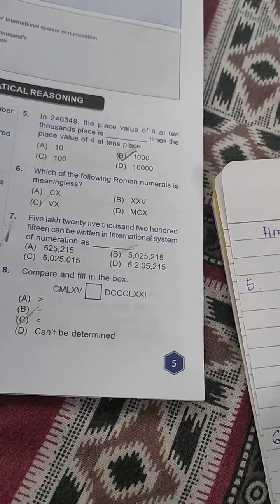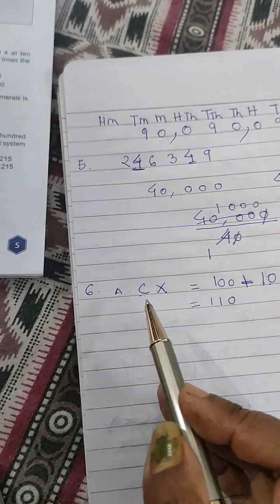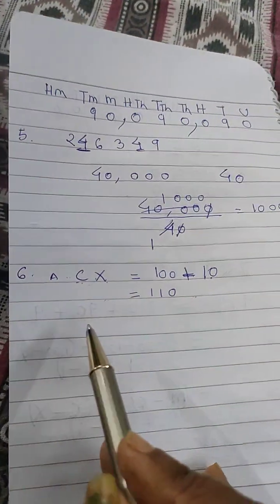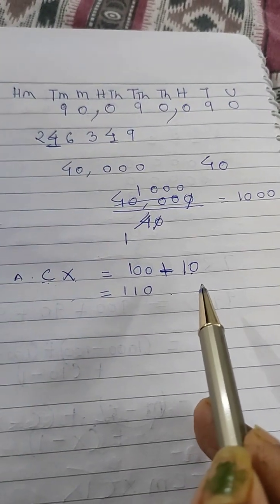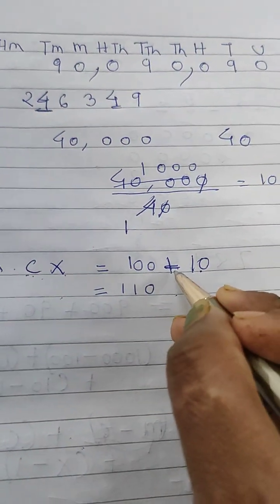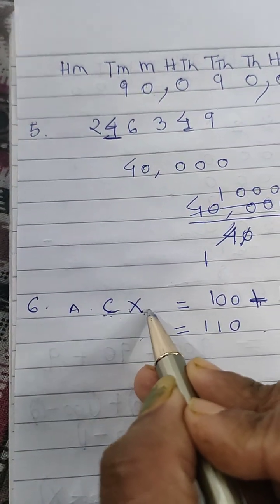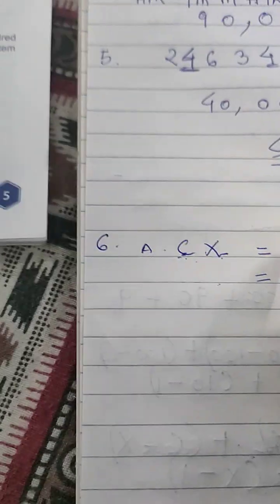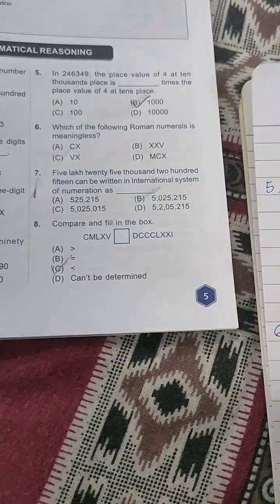Next, let's go to the B option. I am again explaining the first option, which is CX. C is 100 and X is 10. And C is a bigger number than X. So in this case, it will be a summation. The first Roman number is greater than the second Roman number, so here it will be a plus. So 100 plus 10 is 110. Now let us go to the second option.